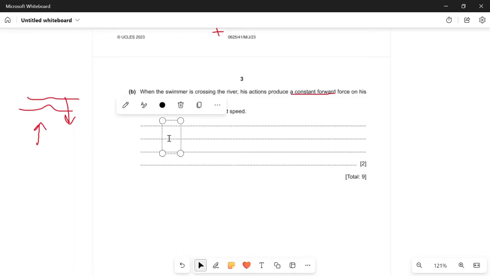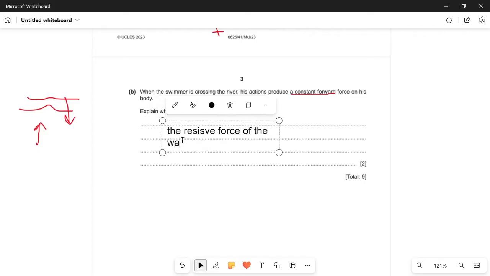So to write that, we can write: the resistive force of the water balances the motion of the swimmer. Now that would give us 1 mark, and for the second mark we can write, so there's no resultant force.